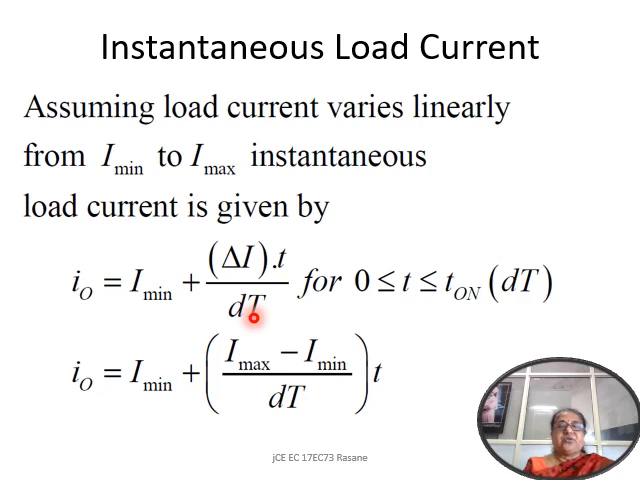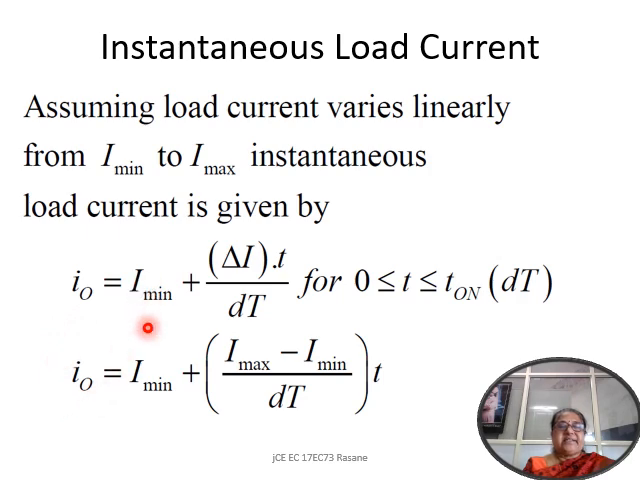So for on time, dt is nothing but T on. D is the delay time and T is the total time. Instead of writing T on, we can write it as dt. So this is the expression that I get for an instantaneous I naught current. We have seen different types of currents: DC current, RMS current, and this is the instantaneous or AC current flowing through the load.